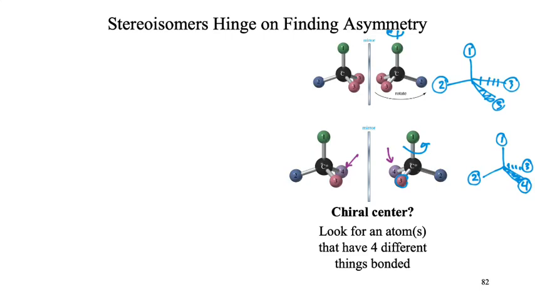Because I can't do an internal reflection, or an internal mirror plane. So our cheat for most of OChem is to look for a chiral carbon, or a chiral center. That tends to be a carbon that has 4 distinguishable things bonded. Notice I'm using a different word than different. Distinguishable just means that I can tell a difference between those positions. So it doesn't have to be 4 different elements. It could be 4 different carbons and it's still chiral.